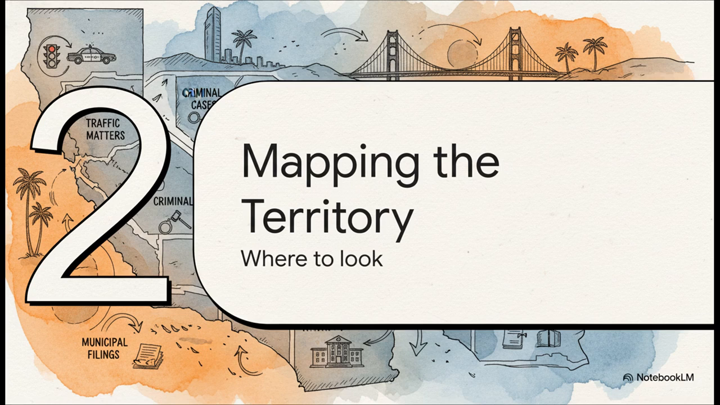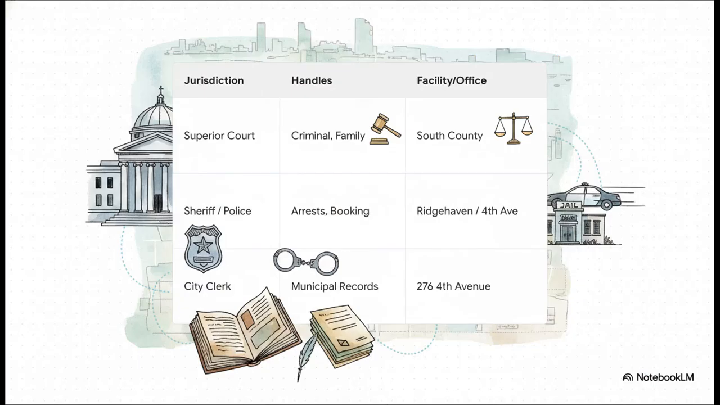Moving right along to Section 2, mapping the territory. The next really crucial point is knowing exactly where to search. You see, court records are usually separated by court type and jurisdiction. Traffic matters, criminal cases, civil disputes, they might appear in completely different systems. So to demystify the maze a bit, the San Diego Superior Court handles the actual judicial outcomes, like trials and civil disputes. But the sheriff and local police, they handle the initial arrests and booking records. And if you want city ordinances or municipal records, you've got to check with the city clerk. Knowing where to search first can save you an enormous amount of time.